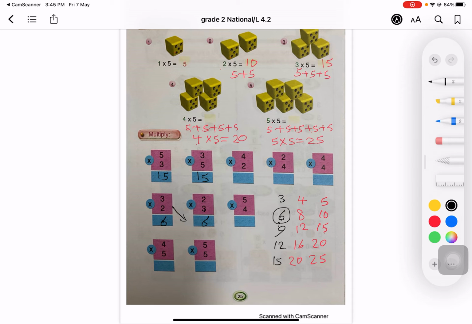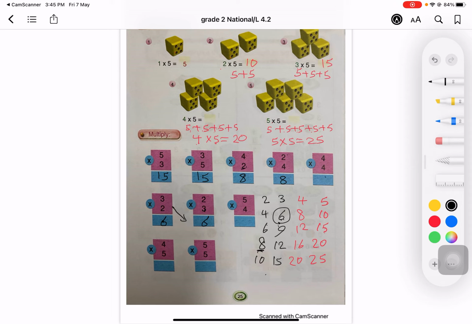Now, 4 multiplied by 2: you are repeating the 2, 4 times. 2, 4, 6, 8, 10, okay, 10. You are repeating the 2, 4 times: 1, 2, 3, 4. What is the answer? What is the product? 8. Of course, 2 multiply 4 is the same, 8.